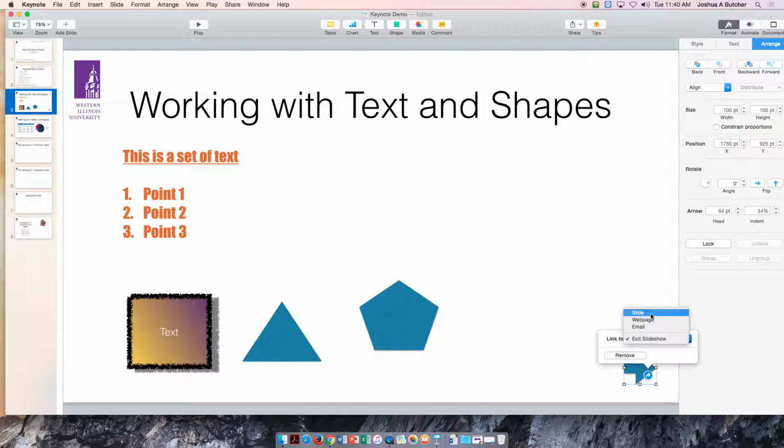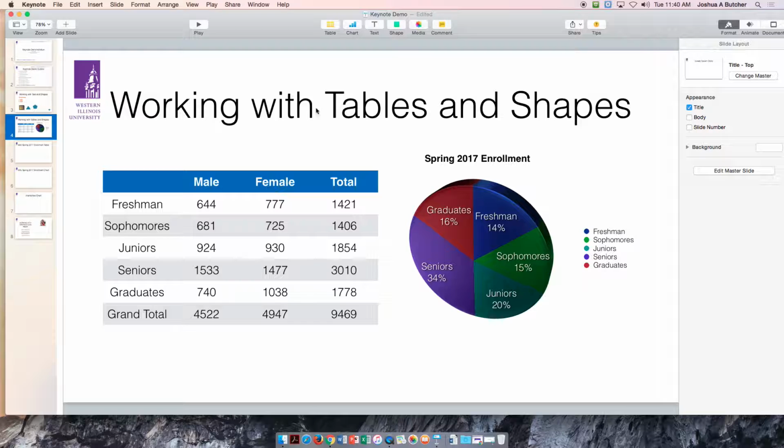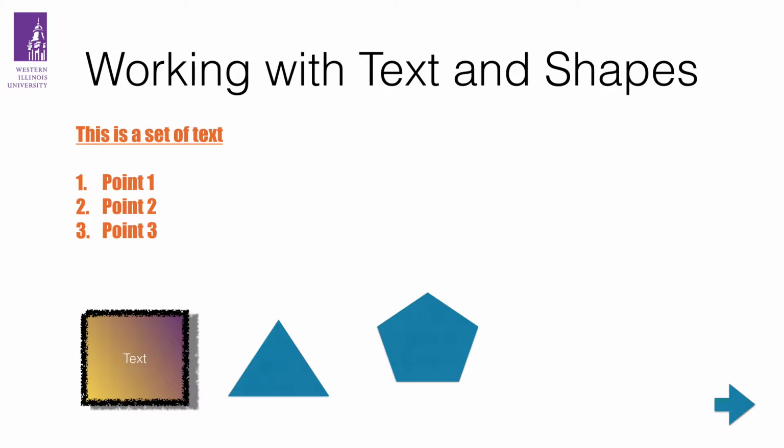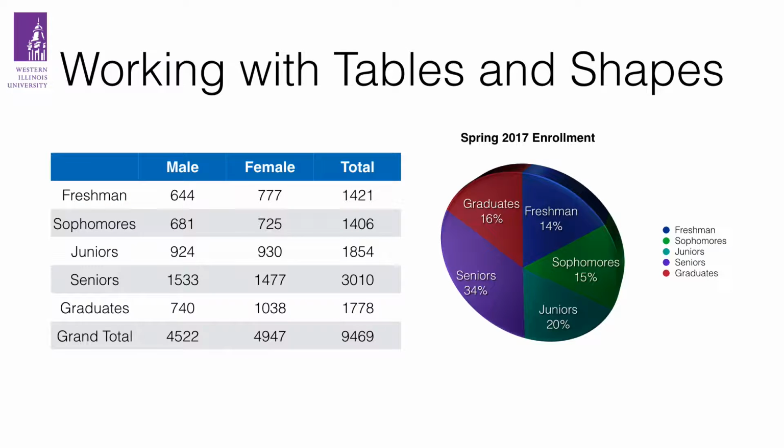So let's say this is a button to go to the next slide, so we want to choose slide and then next slide and hit go to slide. So that will take it to the next slide. If I hit this play button up here in the top toolbar, that plays my presentation from the slide that I'm on. If I tap on this arrow, that takes me to my next slide.